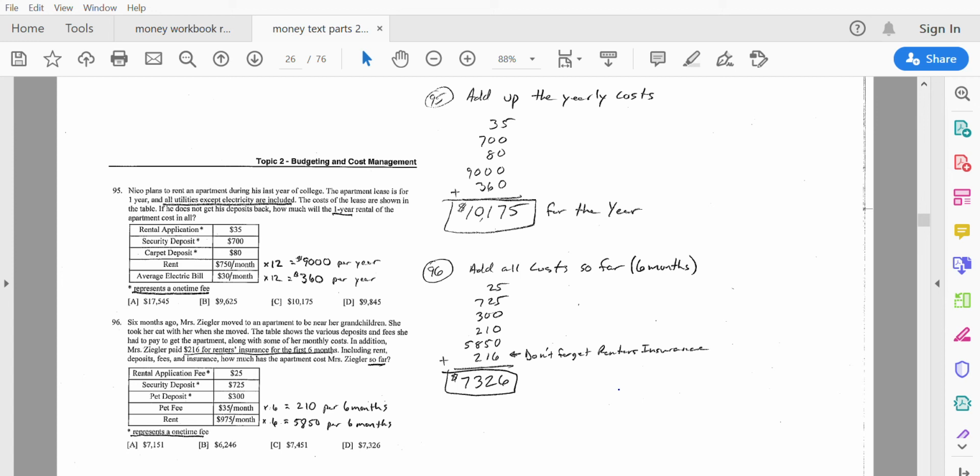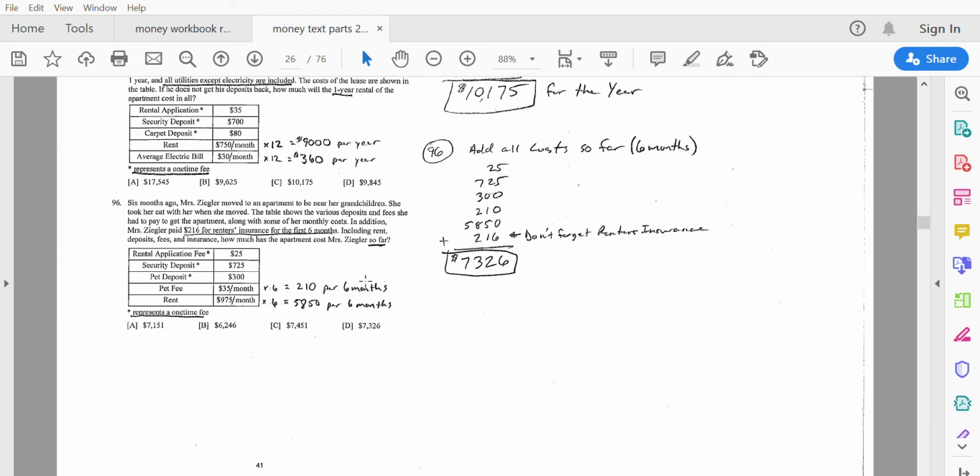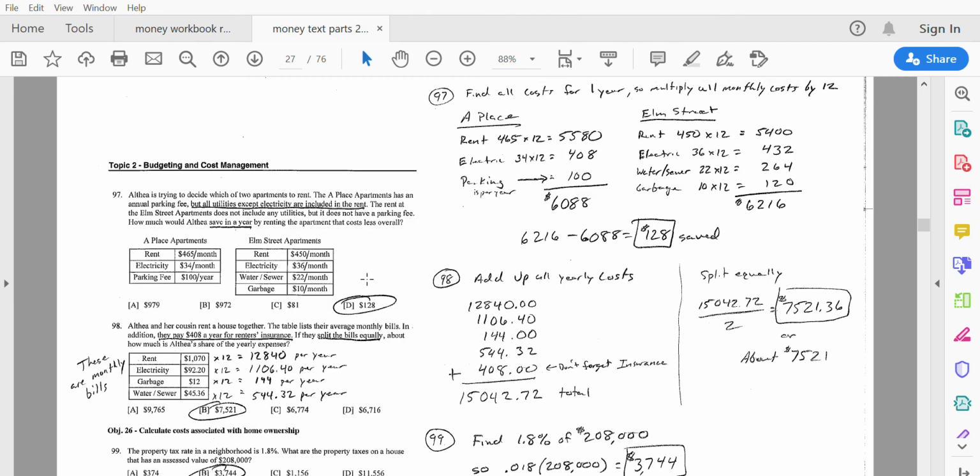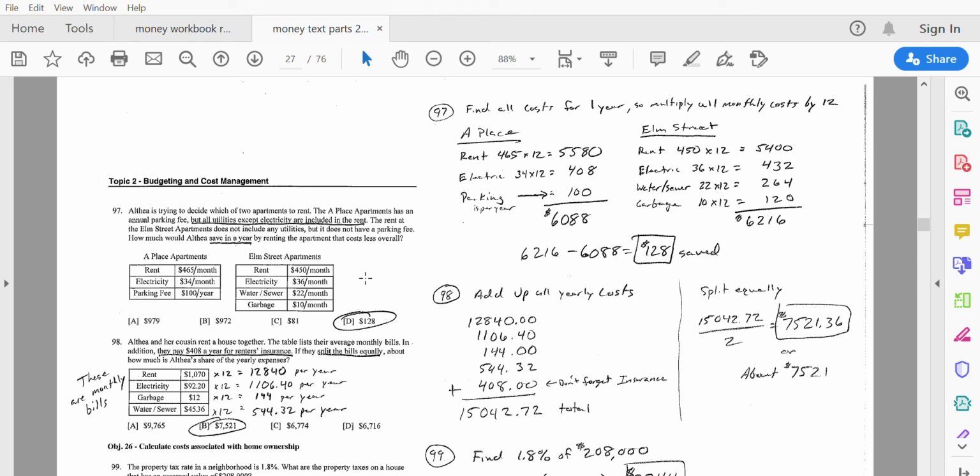All right, so I think we got 2 problems left. So we're going to turn the page again, get to page 42. Okay, we're going to look at 97 and 98. Let's cut those out.